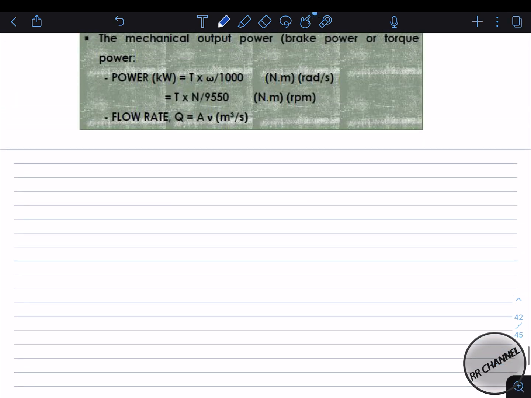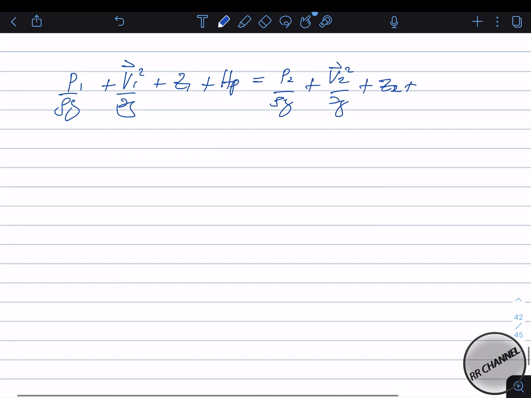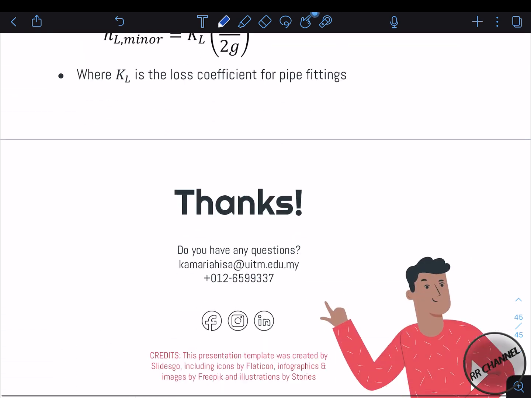Okay, so if you use here P1 over rho g plus V1 square over 2g plus Z1 plus HP equal to P2 over rho g plus V2 square over 2g plus Z2 plus HM plus HL. Okay, so for the HP here, this is equal to WP, in watt, divided by rho gQ, while the HL here can be divided into two, which is the major and also the minor losses. Okay, so for the major losses and also minor losses, you can look at this formula.